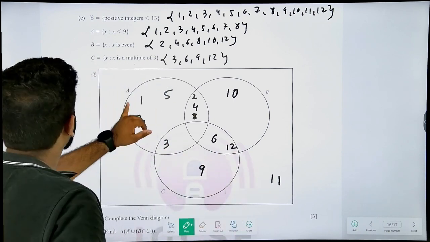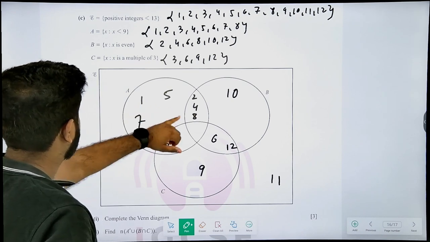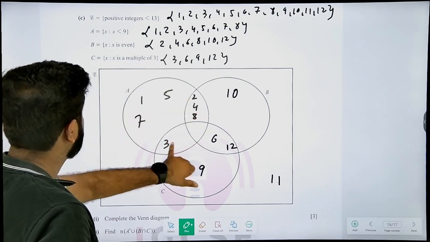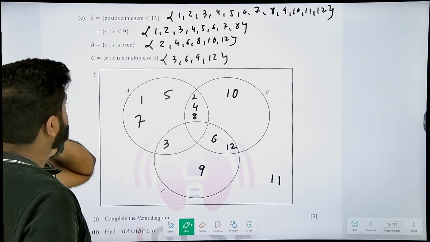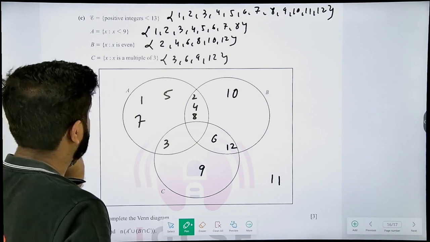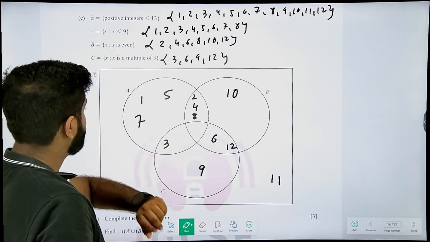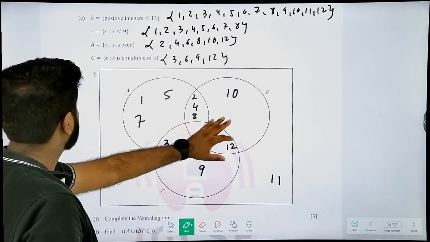Just let me check. 1, this is a number less than 9. 5, 2, 2 is between A and B. 3 is between a multiple. 4 is an even number and less than 9. 5 is only a number less than 9. 6 is a part of A, B and C. 7 is only here. 8 is A and B.